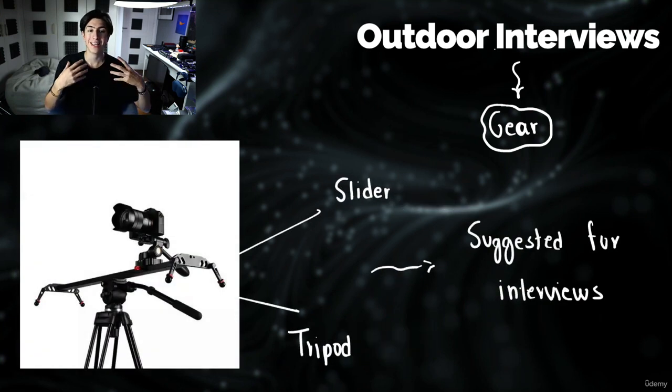As we also said in the indoor interviews, a slider and a tripod are suggested and recommended gear pieces when it comes to interviews. A slider introduces subtle movements to our videos and makes the interviews more engaging, and they're not that expensive if they're not motorized. If they're motorized, they can get expensive, so watch out for that.